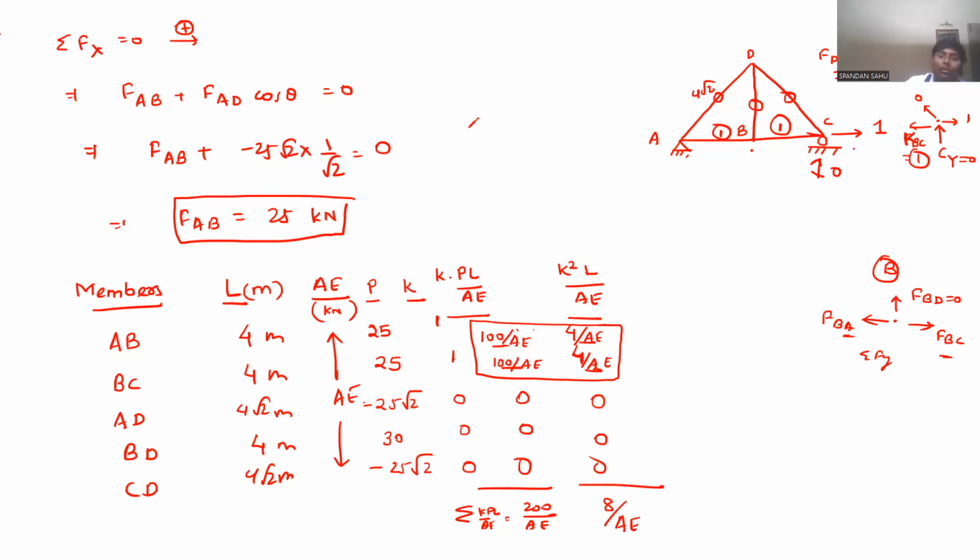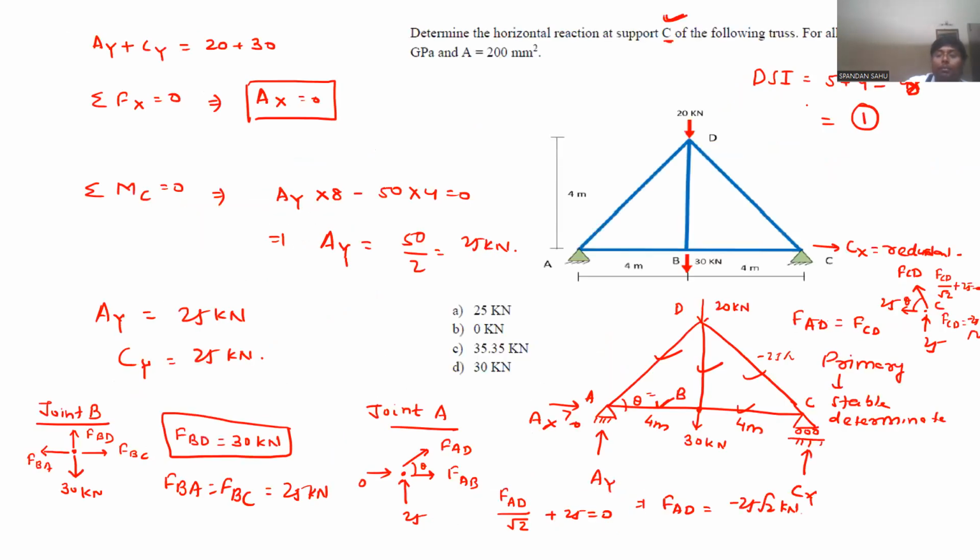Now tell me, see the main structure. Yes, sir. This point C, there is a hinge. So, will the hinge allow horizontal deflection? Means horizontal movement or deflection will be allowed?